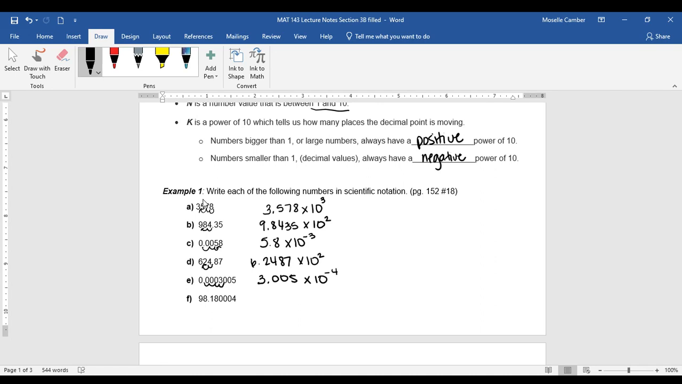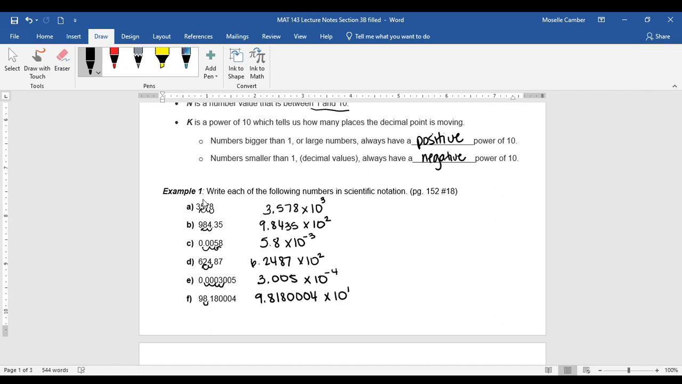Okay, first non-zero digit is a 9, so I have 9.8180004 times 10 to some power. So this time I only had to move it once, and it is a large number, so it's just going to be a 1 here.